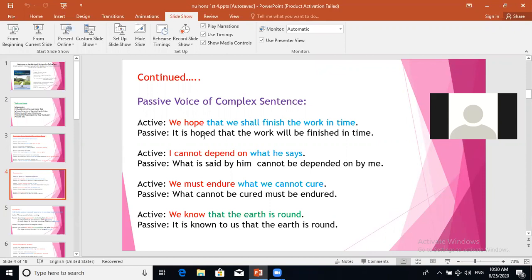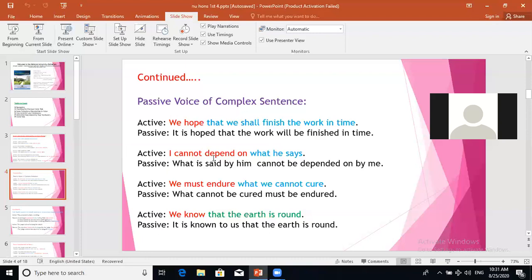So this verb should be changed into passive voice. The passive voice is, it is hoped that. We hope, passive sense is, it is hoped that. Introductory, you have to take, to make it passive. It is hoped that the work will be finished in time. So it is hoped that is the voice of we hope, and the work will be finished. You see, we shall finish the work is future simple tense. The work will be is the helping verb. The work will be finished in time. So both of the clauses have been changed into passive.